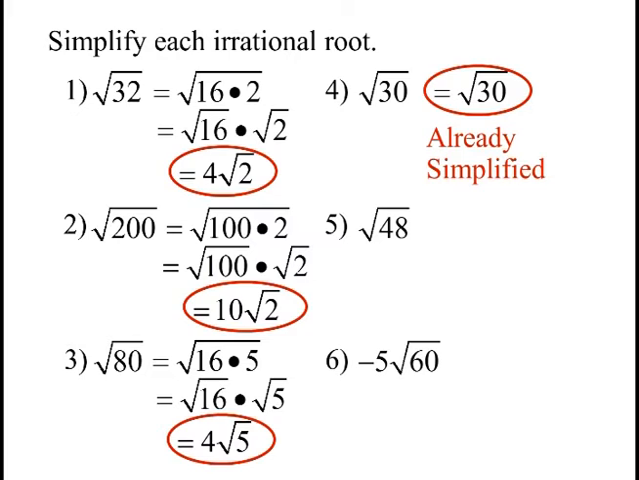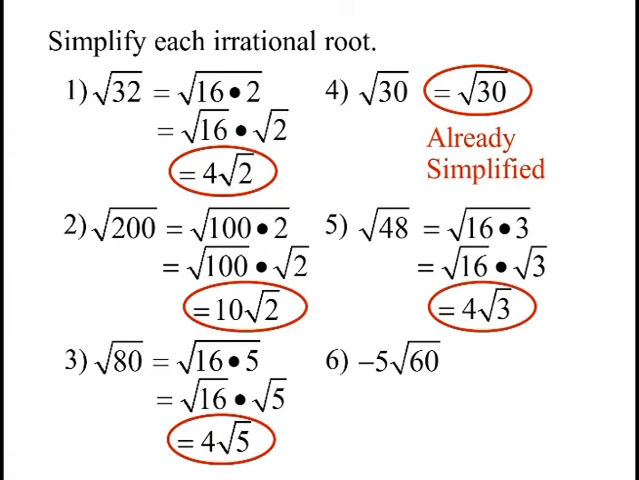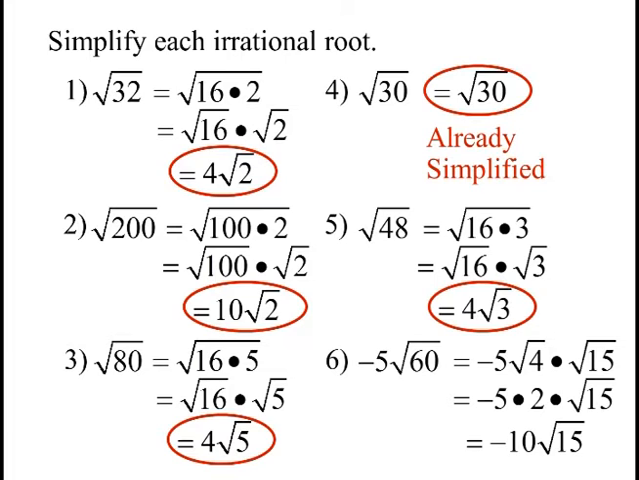Can you think of a perfect square factor of 48? 4 goes in, but I think 16 also goes in 3 times, so that'll be 4 root 3. And 60, I think a 4 goes into 60. I think that's probably the largest perfect square factor. You can take the 4 out, so that's going to be negative 5 times 2, which is negative 10 root 15, and 15 has no perfect square factors.